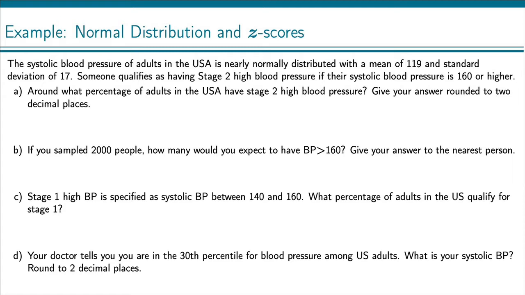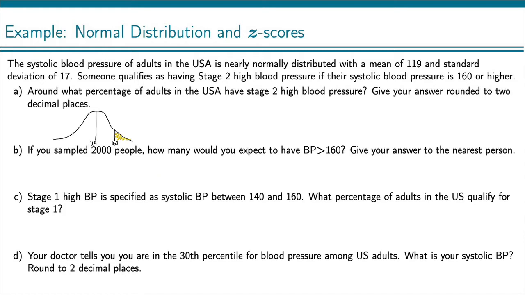All right, so let's just look real quick at what is going on here. We have a nearly normal distribution, so we're dealing with our normal curve. And we know our mean is here in the center, 119. We want to know the percentage of adults that have stage 2 high blood pressure, which happens if you have 160 or higher. So we're looking for this region here on the right.